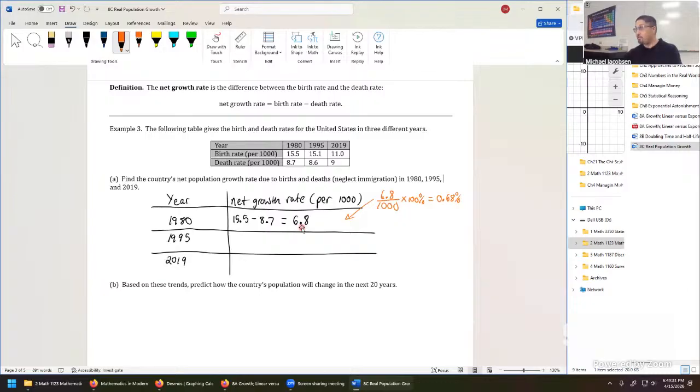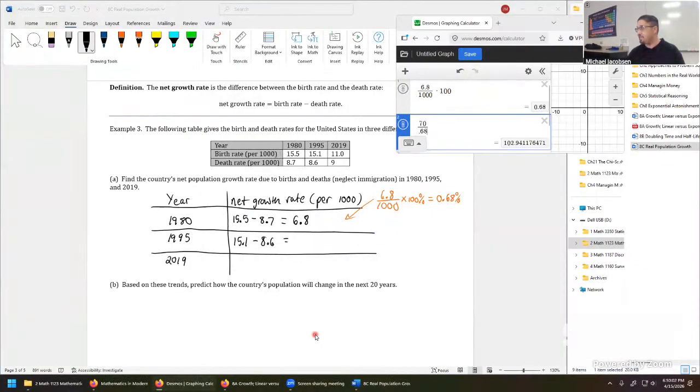Okay, well, we move over to 15 years later, 1995. That was a good year. In 1995, birth rate is pretty stable from 1980 values. The death rate went down a little bit, but it's pretty stable as well. The birth rate fell a little bit more. So net growth rate in 1995 is going to be, using these values, 15.1 minus 8.6.